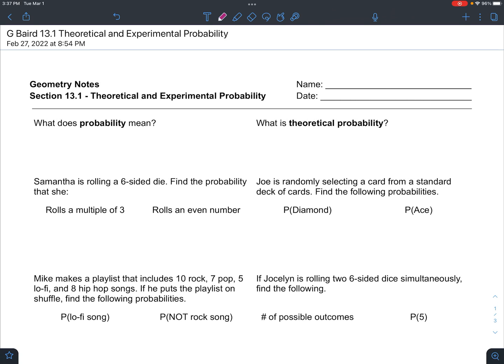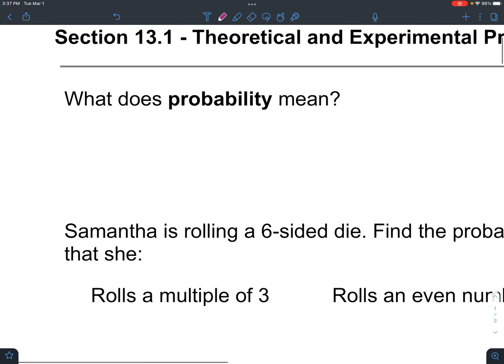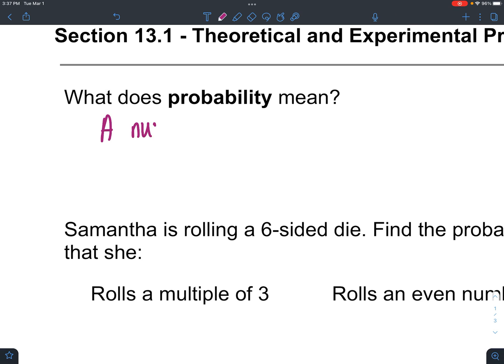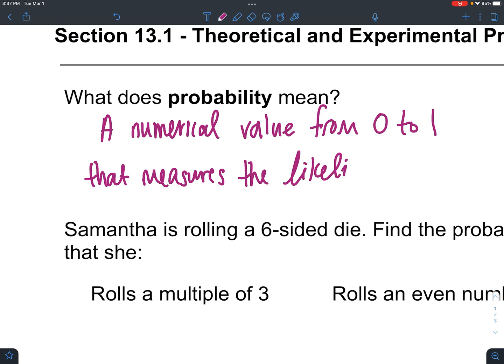All right, let's start off with the 13.1 notes with what is probability. So probability, we use that word sometimes. It kind of means the chance something might happen. But here in math class, it's a numerical value from 0 to 1 that measures the likelihood of an event.